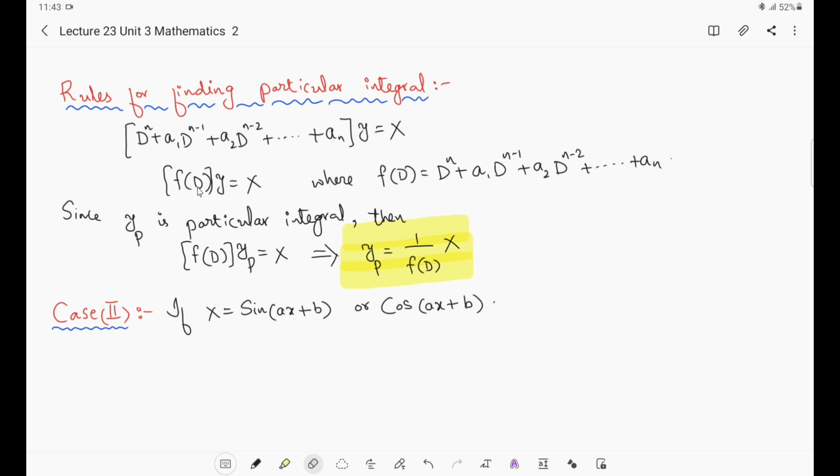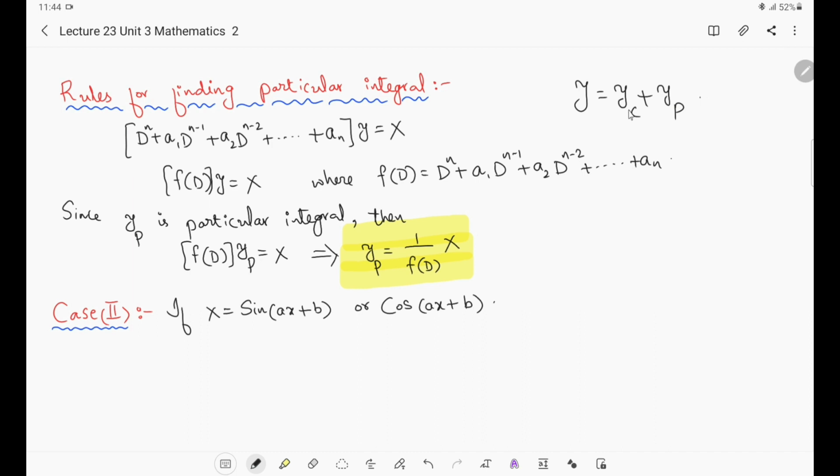This can be written in the form of f(D) y equals X, where f(D) is this nth order derivative operator, right? Since yp is the particular integral, actually the solution of this equation will have two parts. One is the complementary function, that is the solution of the homogeneous part. On the right hand side we have to consider 0 and find the solution, that is called the complementary function, and it is denoted by yc. Whatever function is given on the right hand side, if that is considered and we find the solution, that is called the particular integral. So the final solution y will be the combination of yc plus yp, complementary function plus particular integral.